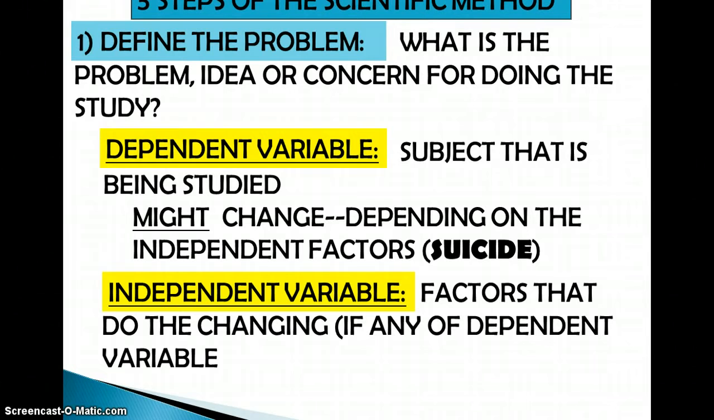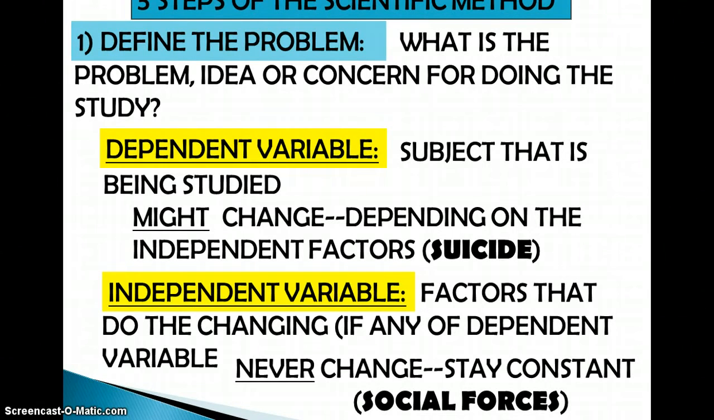Your independent variable, or independent variables, usually, are factors that will start the change or cause the change of the dependent variable. Okay? So in essence, these things are going to affect the behavior. And for Durkheim, he used social forces. What you have to realize is the independent variable will never change. If you're going to look at gender, males or females, applying to grade point average, you're always going to look at if they're a boy or a girl.